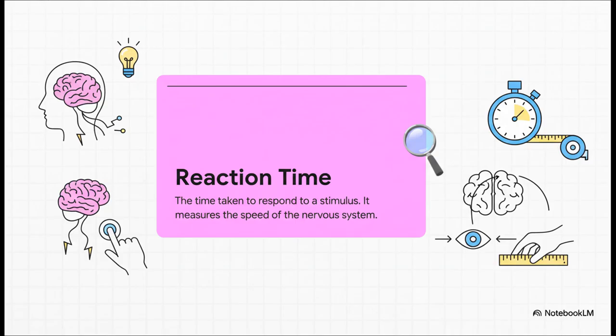Well, to put it simply, reaction time is just that tiny delay between a stimulus, like seeing that ruler start to fall, and you actually responding to it. And here's the key. It's not just about how fast your muscles are. No, it's a direct measure of how quickly your nervous system is firing off messages.